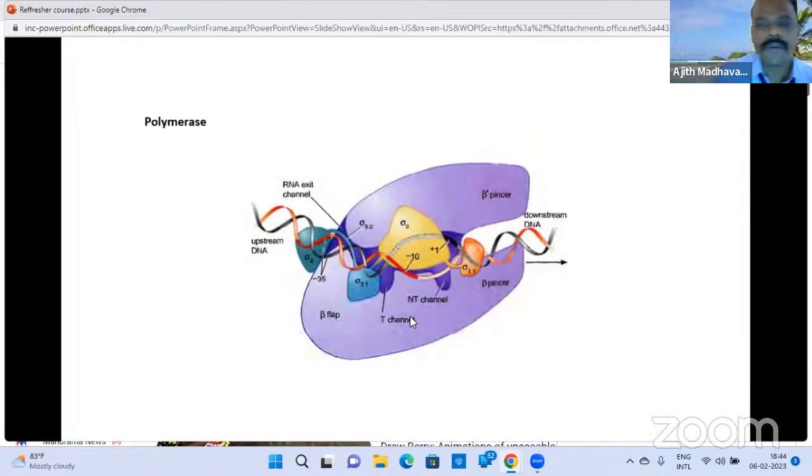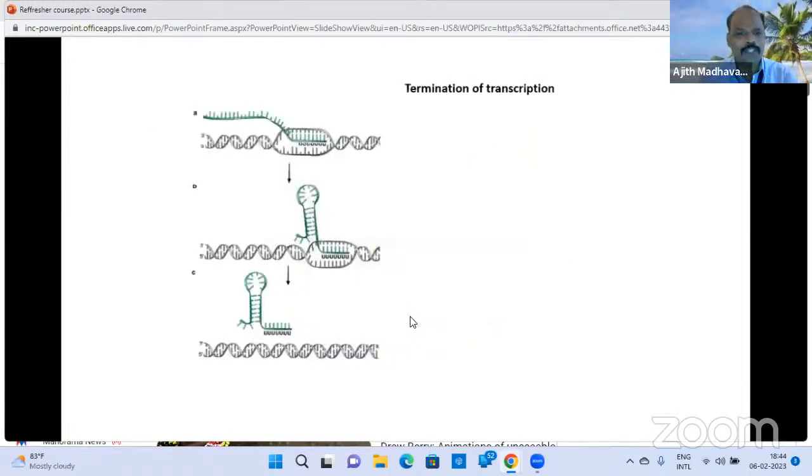Okay. So let's not worry about this. This is a little complex. No need to worry. Now, the polymerase moves one nucleotide after another and it reaches a stop site. So now the question is, how does it stop?